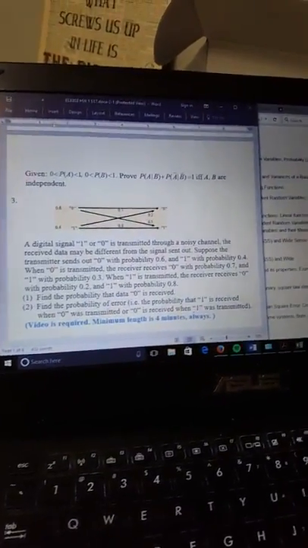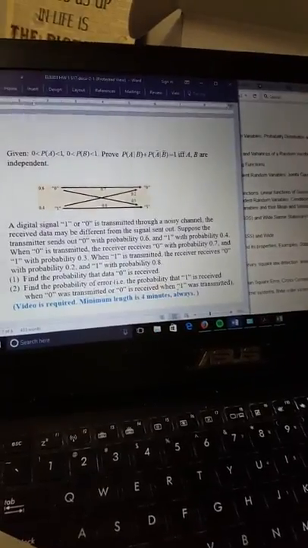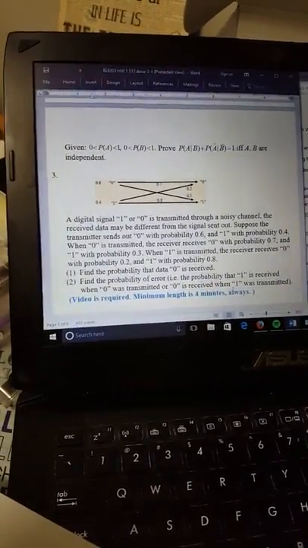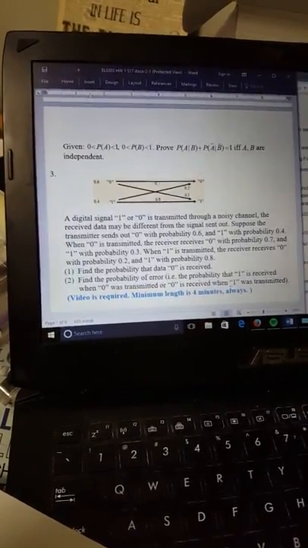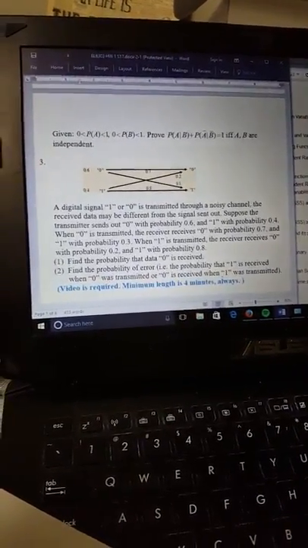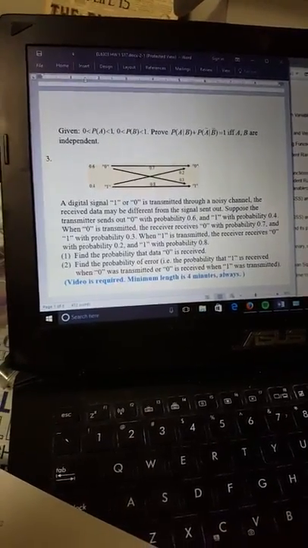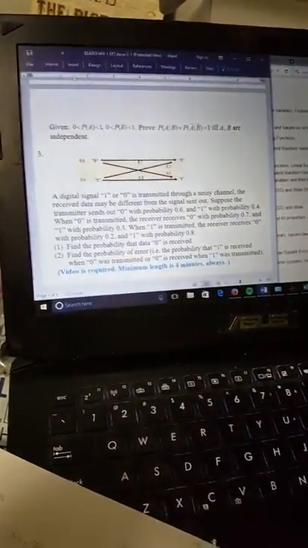So we have the problem, it reads: a digital signal, 1 or 0, is transmitted through a noisy channel. The received data may be different from the signal sent out. Suppose the transmitter sends out 0 with probability 0.6 and 1 with probability 0.4.